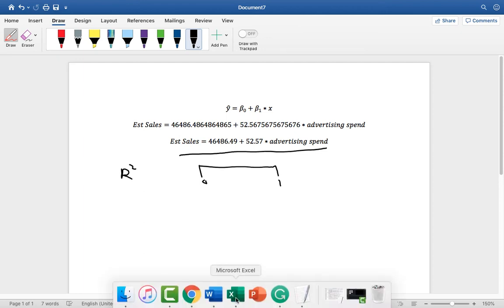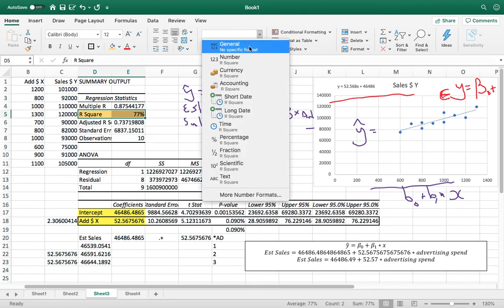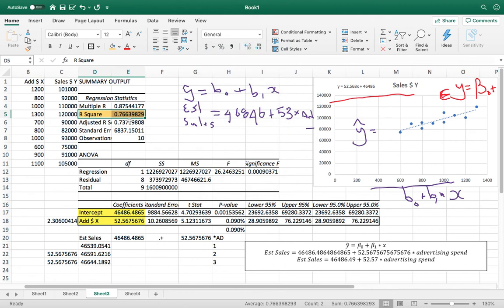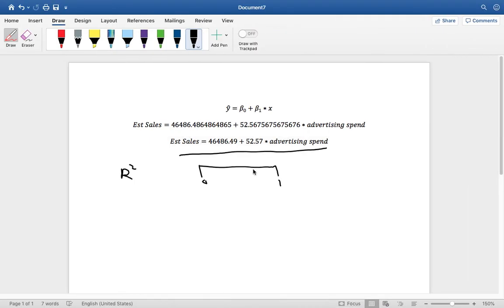So the actual calculation, we don't have to do ourselves. Excel does it for us, and it's right here. So R squared is 0.77 if you want to express it as a percentage, or we can express it as a proportion of 0.766. So it's up to us how we write it down, but let's go with what they've got here. It's about 0.77. Let's put 0.77. So R squared for our particular question is 0.77.